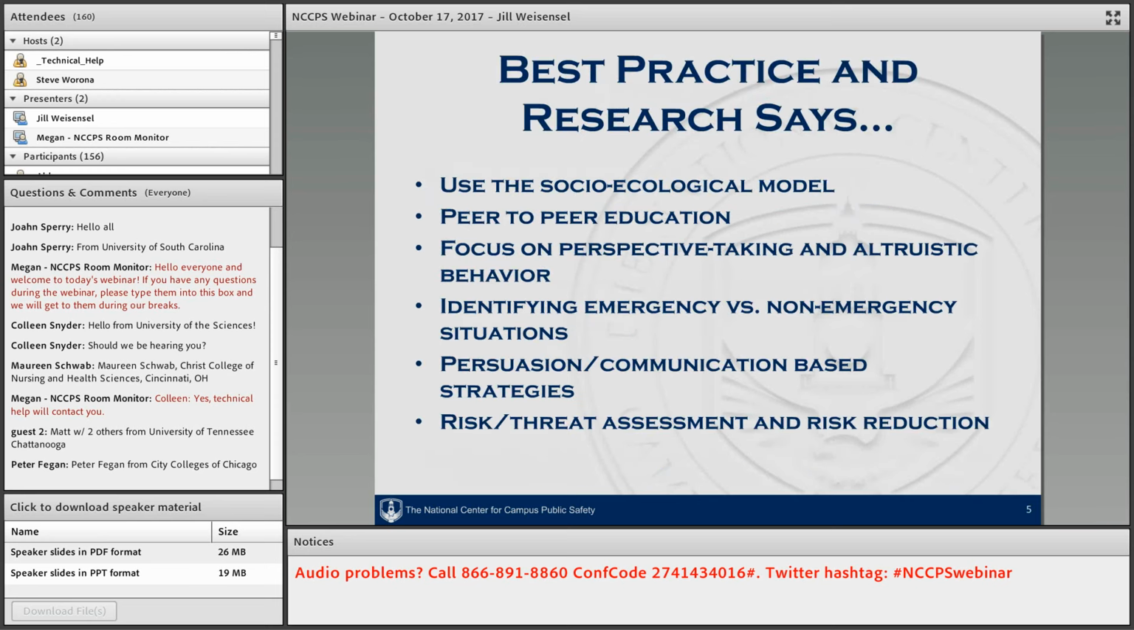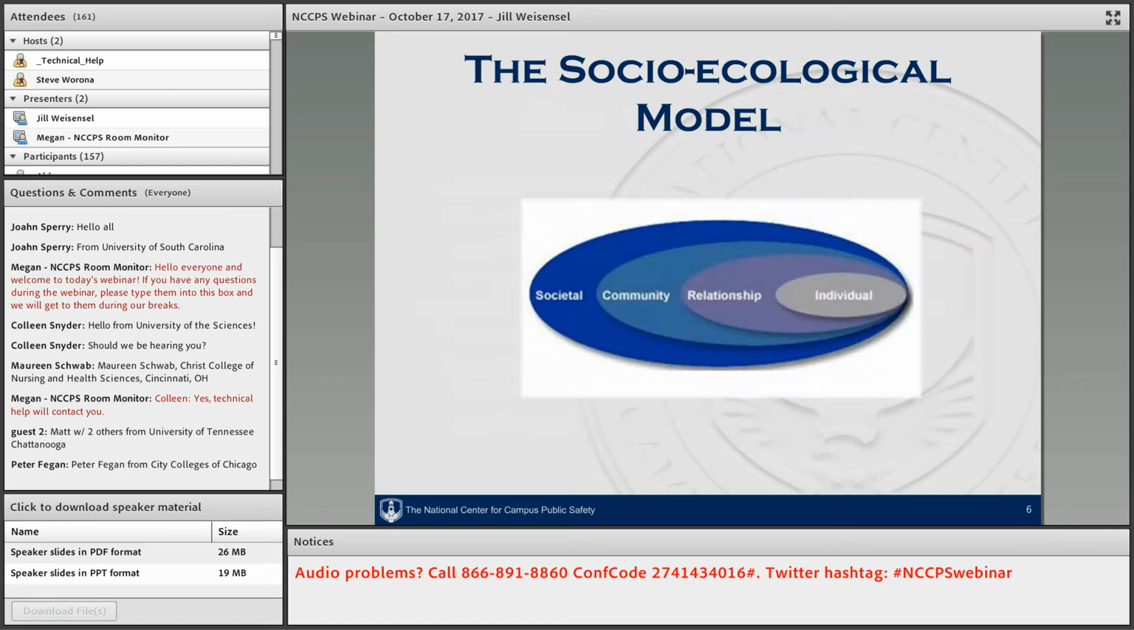So there's quite a bit on this slide, and we're going to be moving back and forth a little bit here. But we're going to talk about best practice in bystander intervention. So the first thing I wanted to point out today is for your college campus, make sure you're using the socio-ecological model, and I actually included that. So we're going to talk a little bit about that.